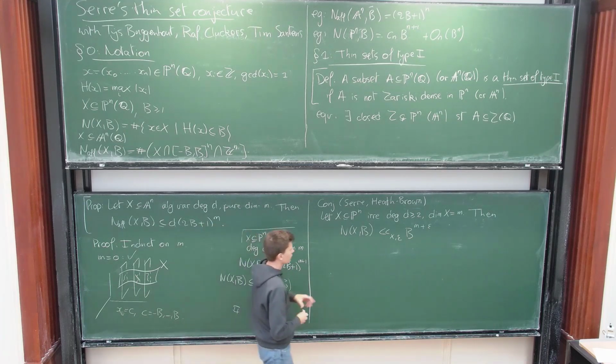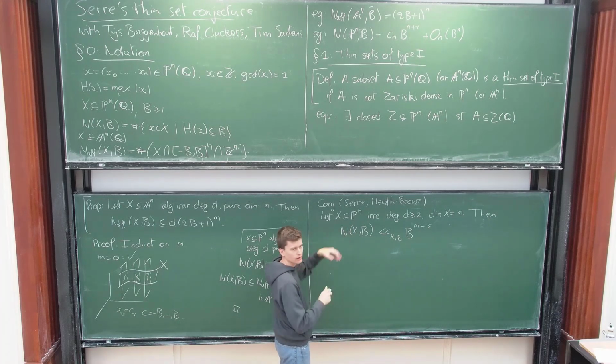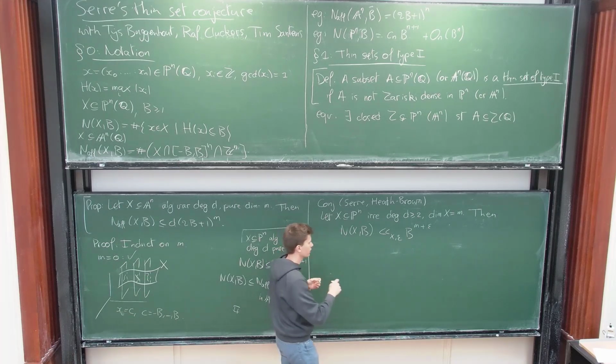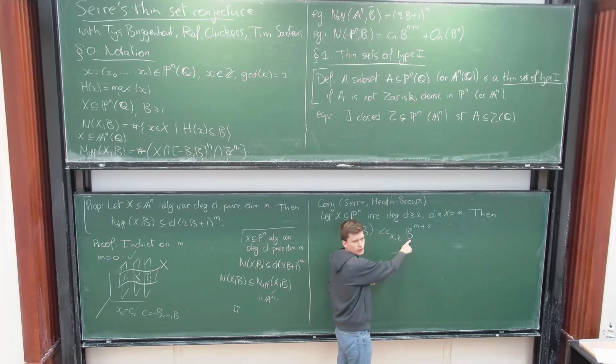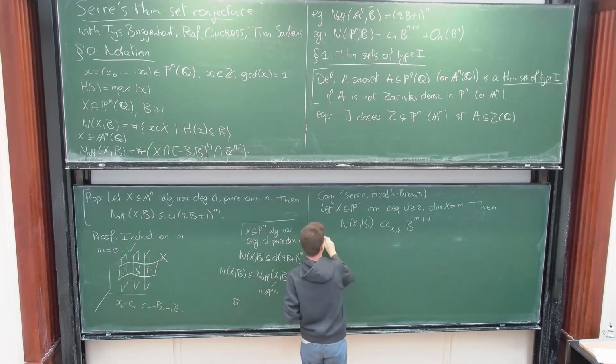And you can also see that this is the best you can hope for. For example, X might contain a codimension 1 linear space defined over Q, and in that case you really should have at least B to the m rational points of bounded height. Nice.